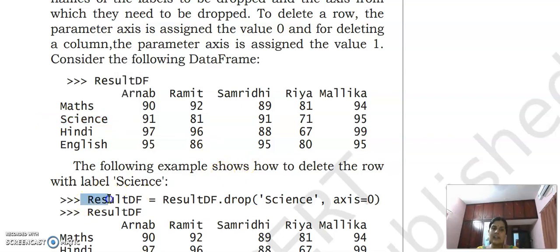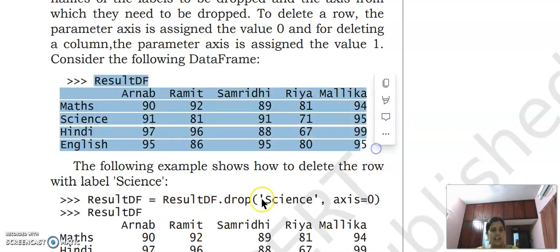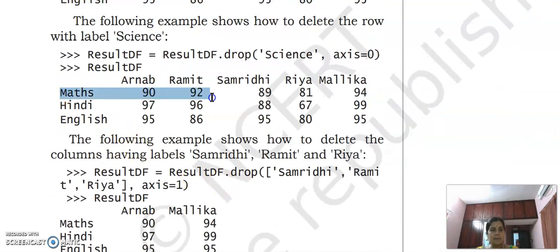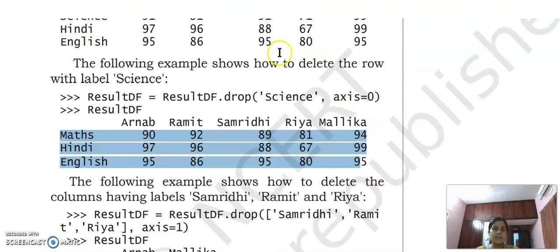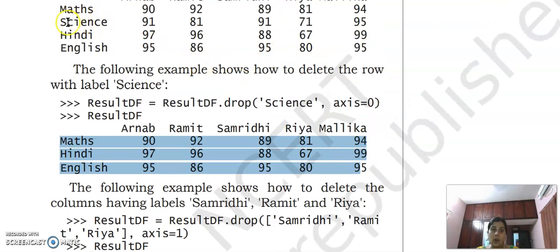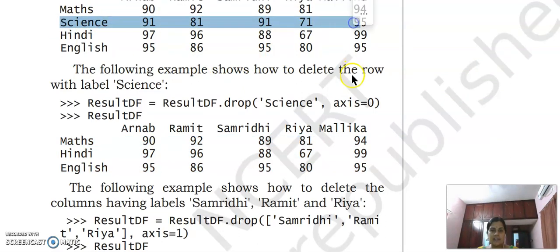So here the result will be in result_df, because we are managing our already existing data frame. In the previous case, result_df was this data frame. But when we are dropping, the new result_df will be this. So the same data frame is updated. In this method, we can delete a row, which means the Science row is deleted.